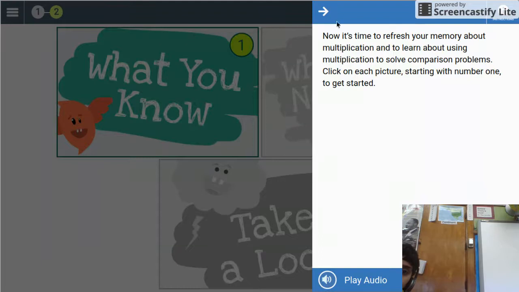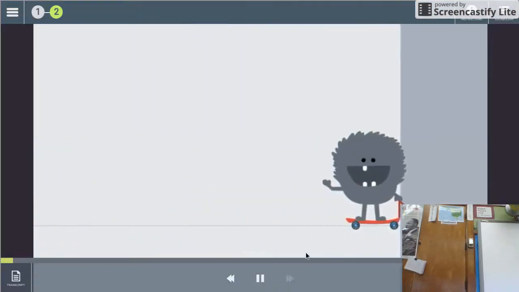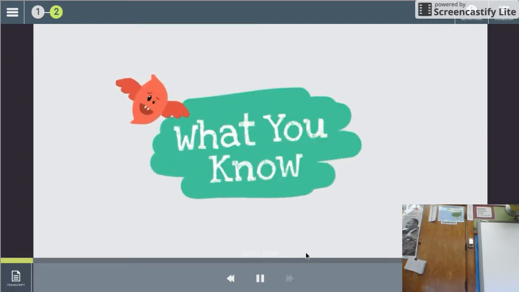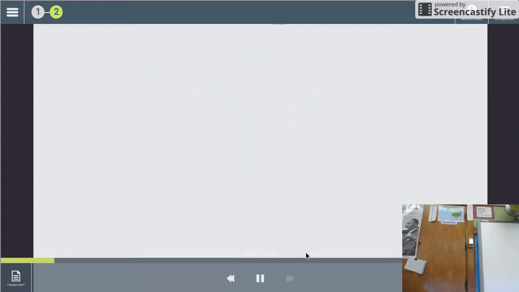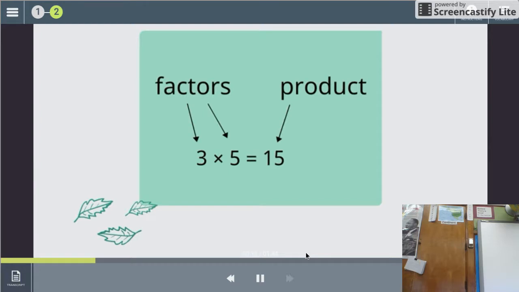Now it's time to refresh. Hey there again. Let's take a minute to go over what you already know about multiplication. A multiplication equation usually has 2 factors and a product. In this example, 3 and 5 are the factors, and 15 is the product.